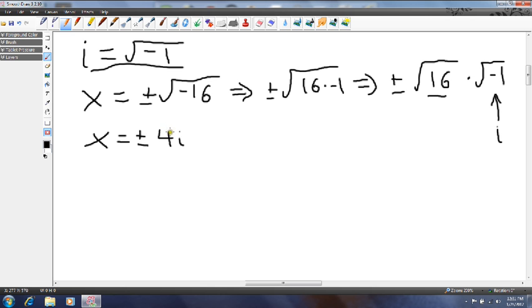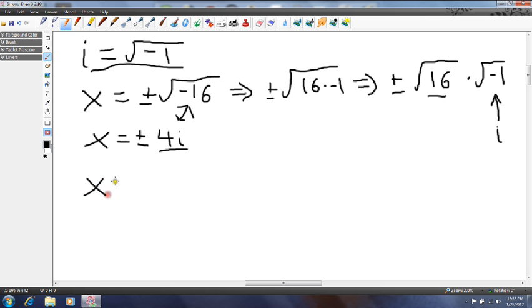The square root of -16 and 4i are the exact same thing, but we always want to record our answer in this form to show that it's a complex number and to be simpler than having the square root of -16. So to drive the point home, let's do one more example.